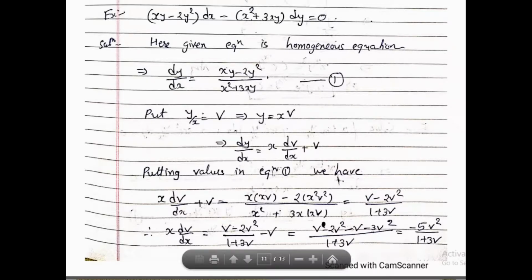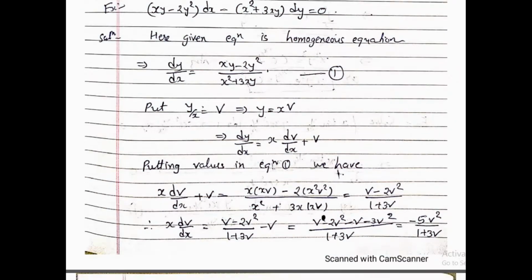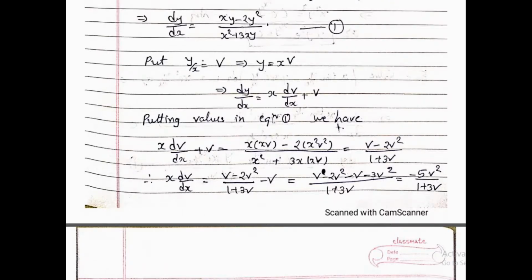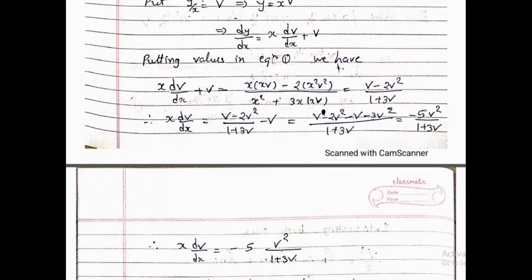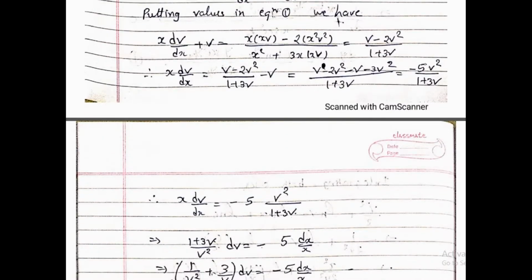x dv by dx plus v equal to, in the numerator, x into y is xv, and y² is x²v². In the denominator, x² as it is, and 3x as it is, y is xv. Taking x² common from numerator and denominator, that will give you (v - 2v²) upon (1 + 3v).